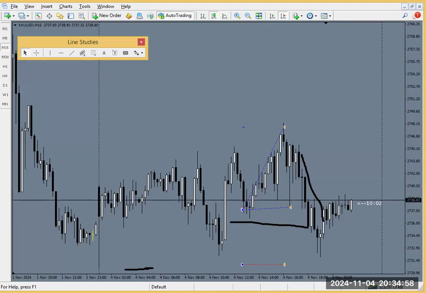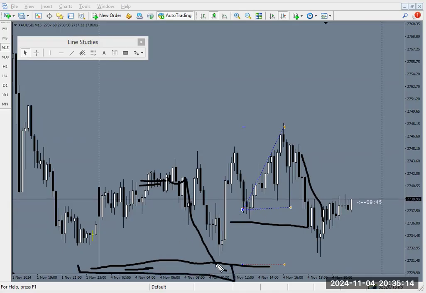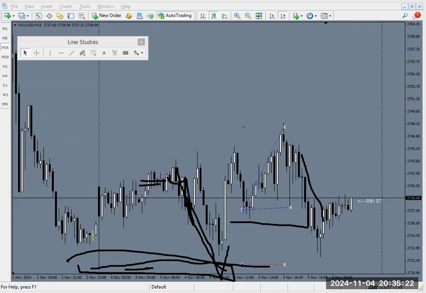For me as well, when I entered here on the main account, if price came all the way down and took it out, then I'm no longer interested in that buy, because this support that is supposed to be here was not able to hold the price from going all the way down. I hope that answers the question.